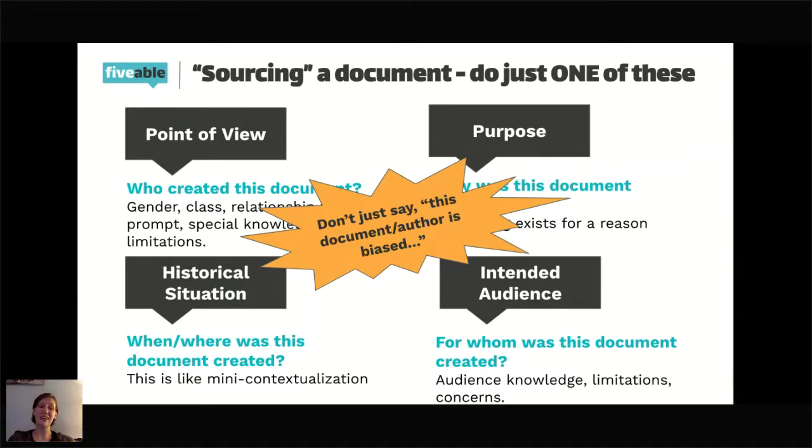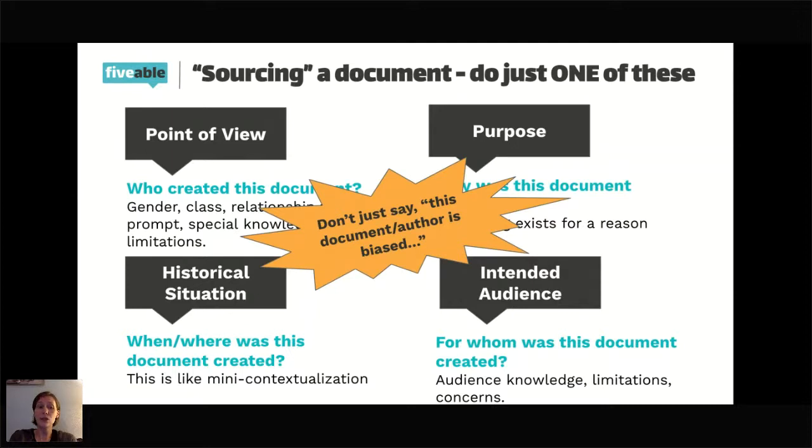The second reason I think that saying that the document is biased isn't really helpful is that all of the documents you receive are going to be biased. They all are, because bias really just means that they're created by a human. And all of these documents are generated and created by human beings who have points of view and purposes. They exist in a historical situation, and they're created for an intended audience. So the bias isn't what's most important. It's what factors create that bias or create that limitation or create that credibility.